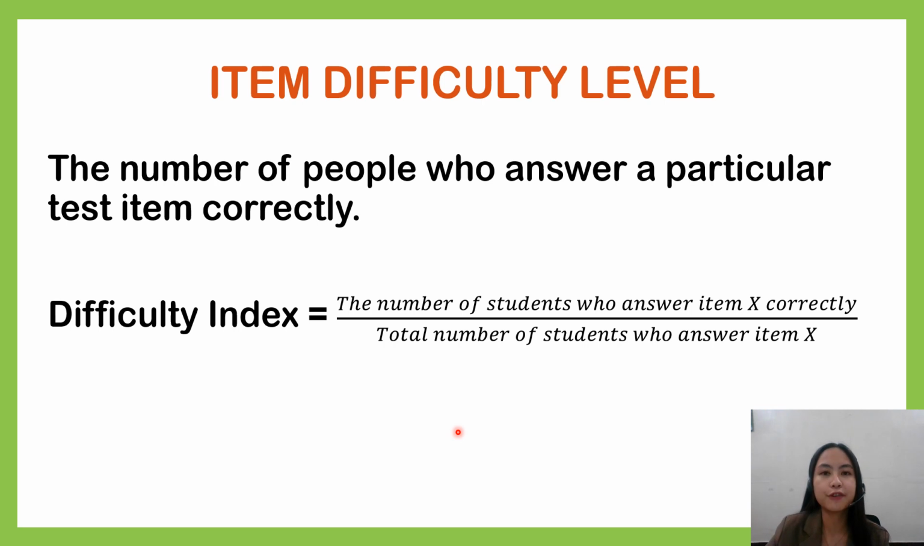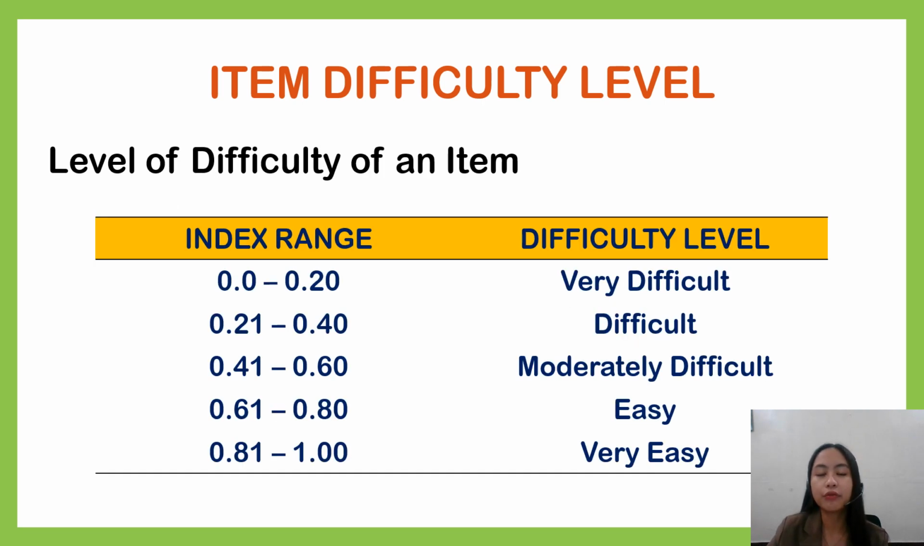Let's say, for example, there are 50 students in that class and 41 ang nakatama sa number 1. So, 41 divided by 50. And then you'll get the difficulty index. After mong makuha yung difficulty index or yung kanyang quotient from the given formula, meron tayong tinatawag na interpretation. So, ito siya, level of an item or level of difficulty of an item.